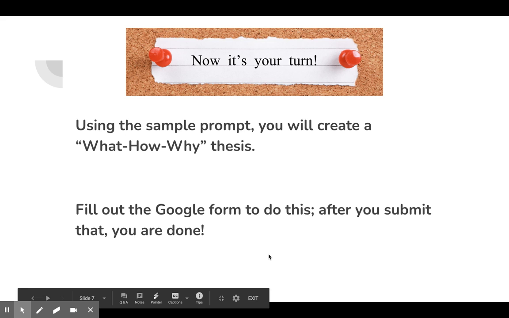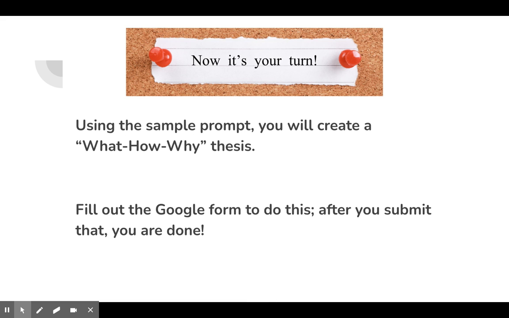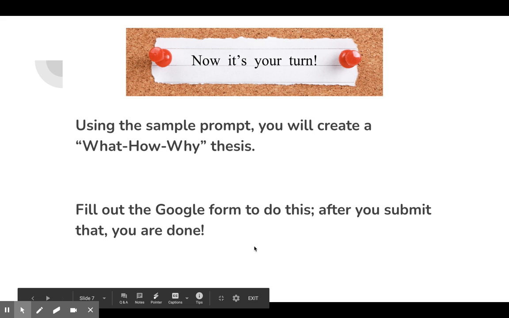All right, so now you are going to do this, and you're going to use the sample prompt that I just provided and create a what, how, why thesis. You're going to fill out the Google form to do this, and then after you submit that, you are all done.